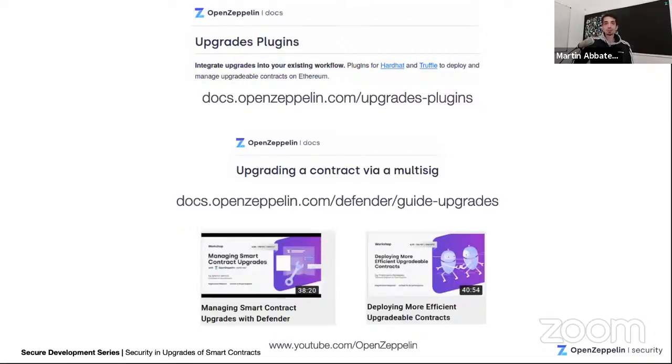And again, if you want to see tutorials of this and you don't like reading, go to our YouTube channel, youtube.com/OpenZeppelin. It's super easy. And you have workshops from our developers in there telling you how to manage smart contract upgrades, how to deploy efficient upgradable contracts. I mean, super insightful information that you can start checking out.